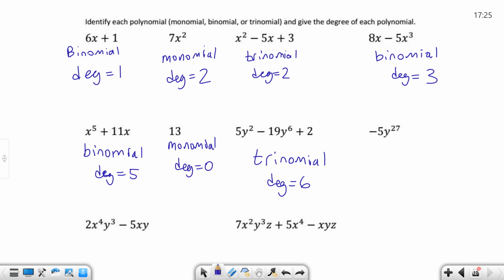And then negative 5y to the 27th, it's a monomial, and has one term. And what is the degree? The degree here is 27, okay? Not that we see a lot of 27 powers, but that one has it, right?